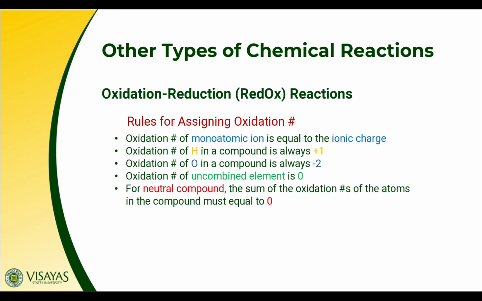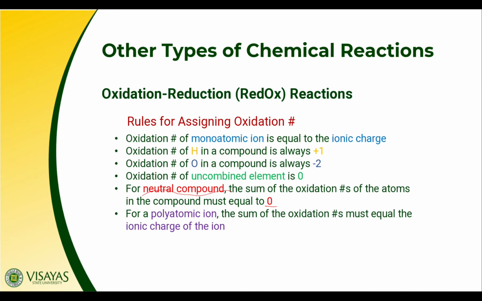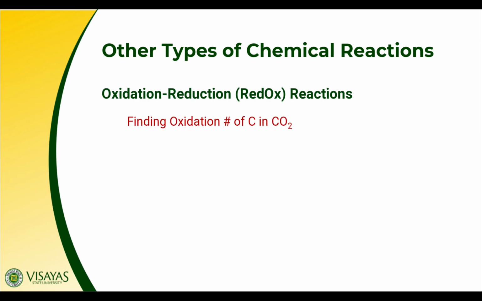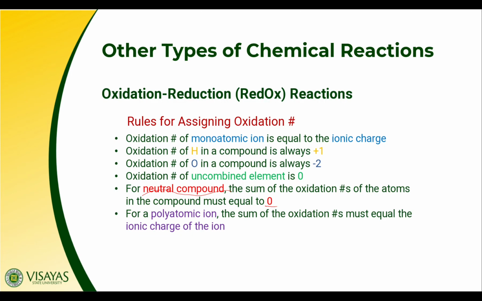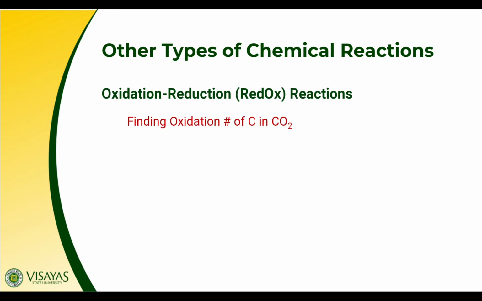For a neutral compound, the sum of the oxidation numbers of the atoms in the compound must equal 0, because we have a neutral compound, so we don't have a charge. So when we add the oxidation numbers of the atoms in that compound, we should have 0 in total. For a polyatomic ion, meaning we have many atoms in the ion, the sum of the oxidation numbers must equal the ionic charge of the ion. Okay, so those are the rules for assigning oxidation number.